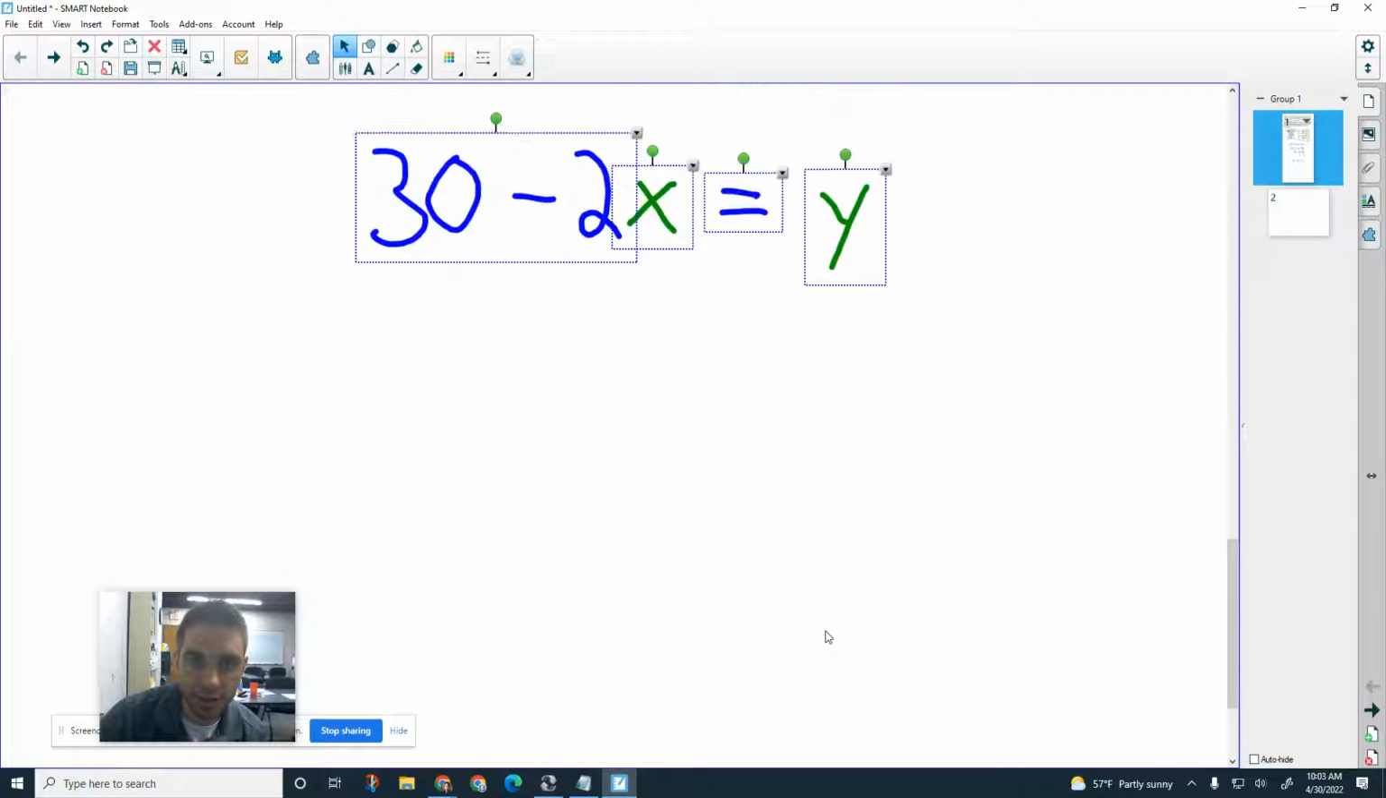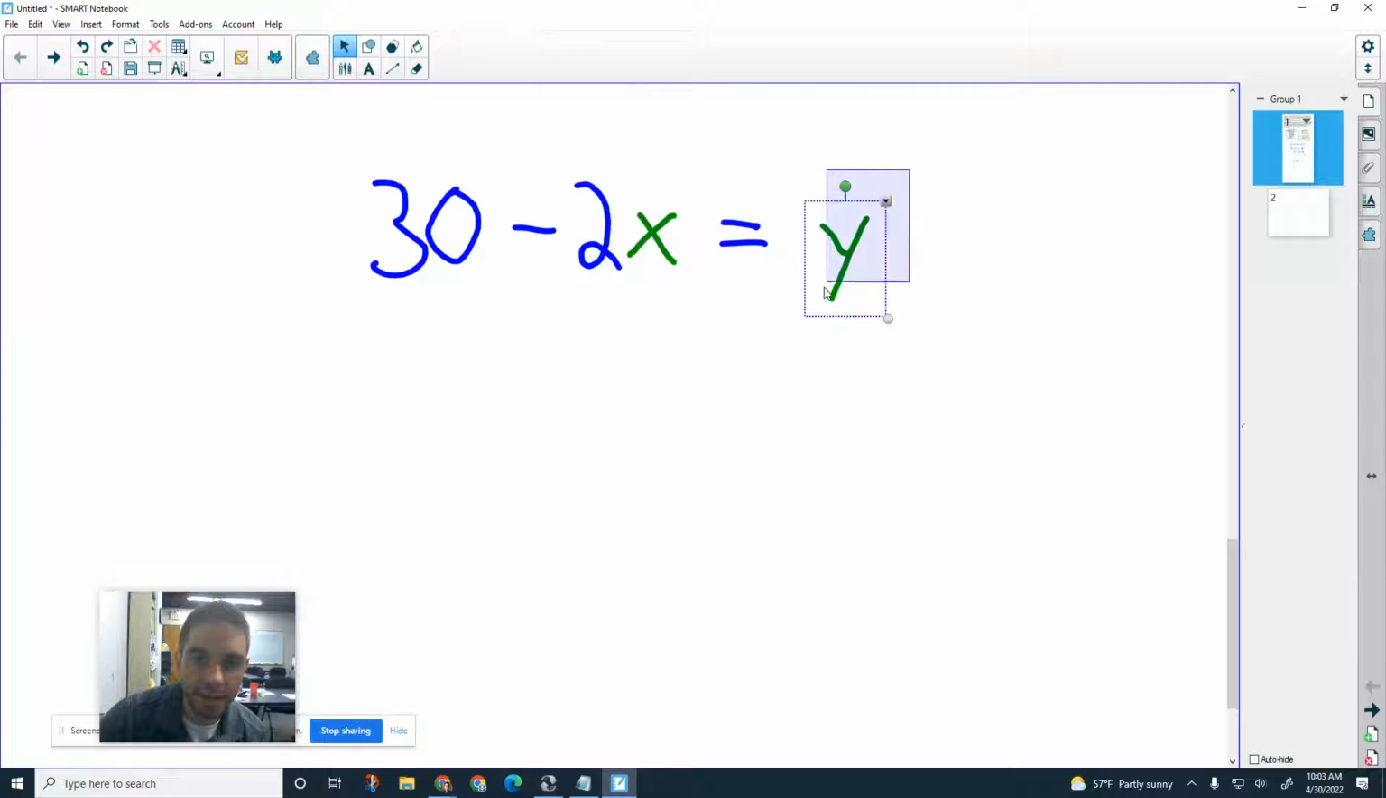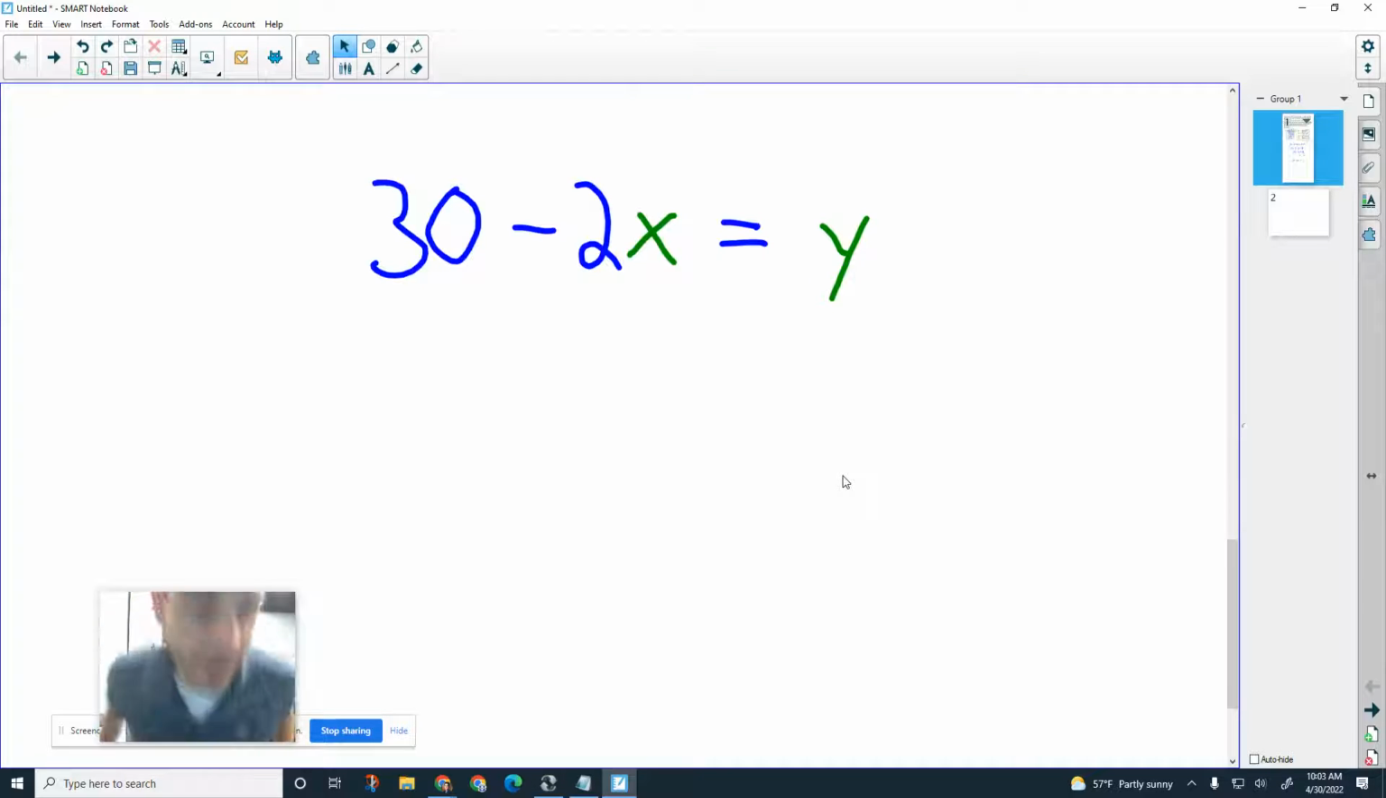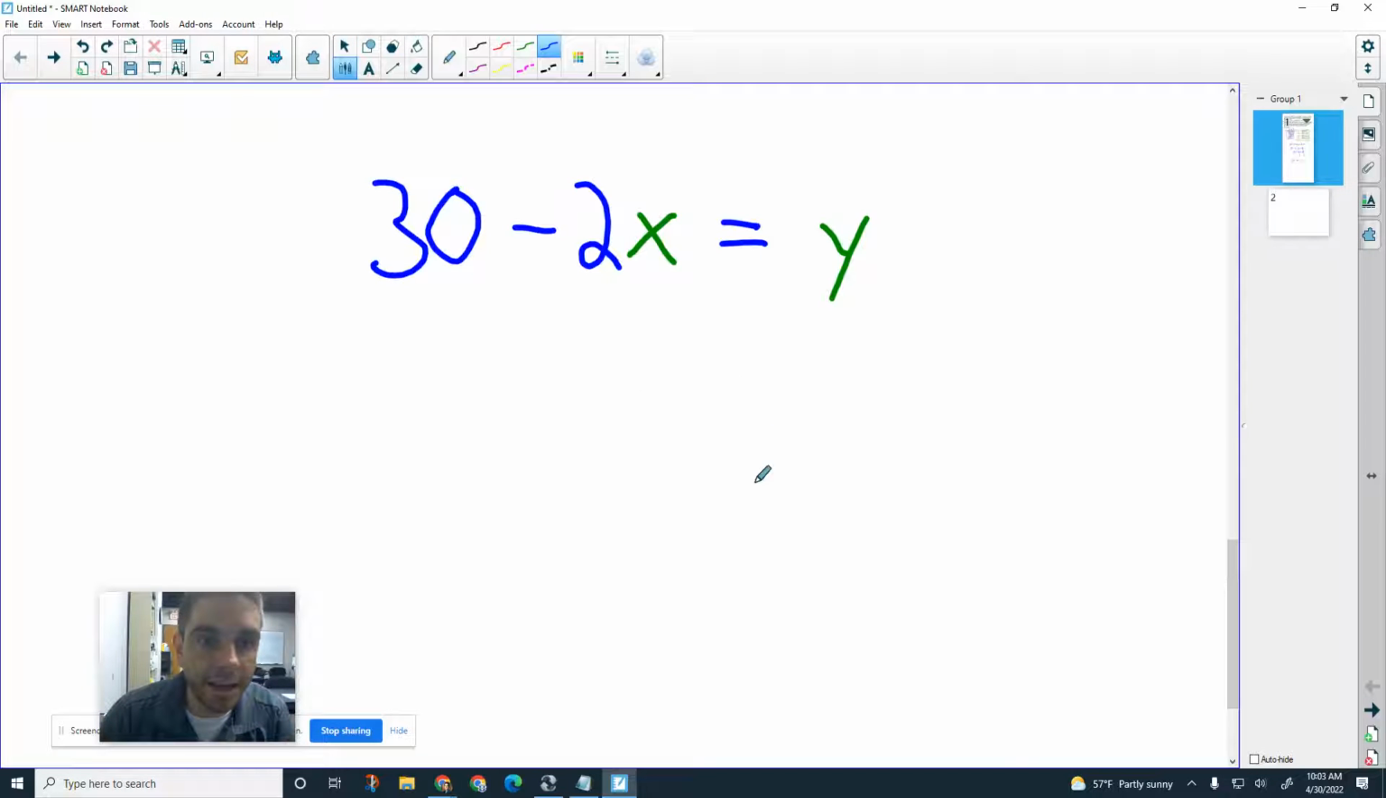In the algebra language, x and y are the standard way to abbreviate things that can change. So on one question on the GED test, the letter X might be an abbreviation for days that have passed. On another question, the letter X might be an abbreviation for the number of gallons that you pump into your car at the gas pump. On another equation, X might mean the number of hours that you've driven at 65 miles an hour or something.